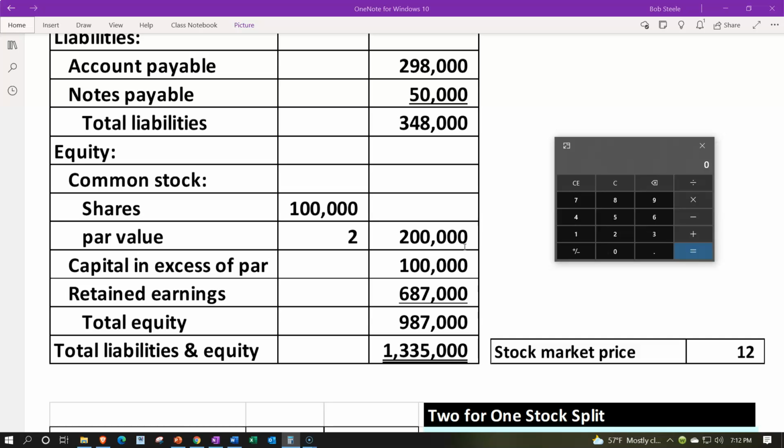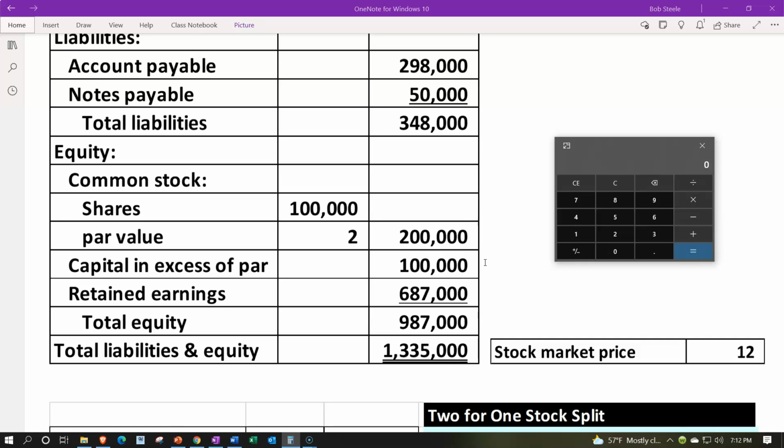Therefore, the difference between what we actually received when issuing the stock and the par value is going to go into the capital in excess of par. So in essence, this 200,000 and this 100,000 represents the money that came from investors when we issued the stock to them. That is similar, if you talk about a partnership, to the owner putting money in initially in order to generate revenue. That's the investment from the owner.